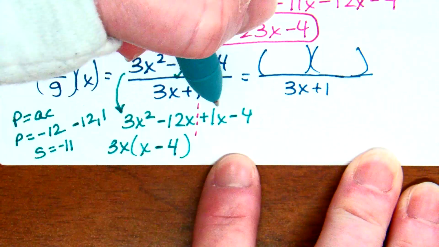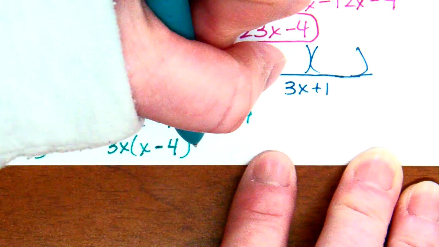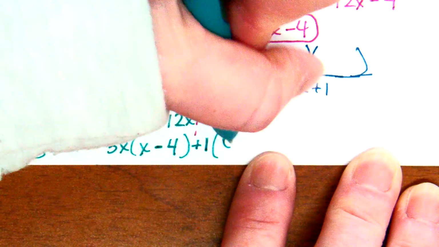Second 2 terms, or last 2 terms. GCF between 1x minus 4. If all else fails, there's a GCF of 1. So I'm going to write plus 1 here. But when I divide those by 1, I'm still going to have x minus 4.